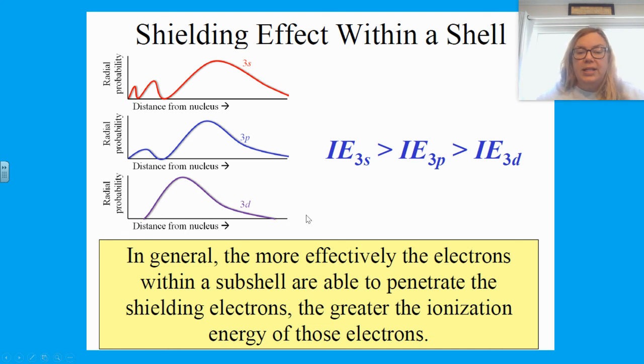So that means the more effectively the electrons within a subshell, so let's say they're in the 3d subshell, are able to penetrate the shielding electrons, the higher the ionization energy, making it more difficult and requiring more energy for those electrons to be removed from the inner parts.